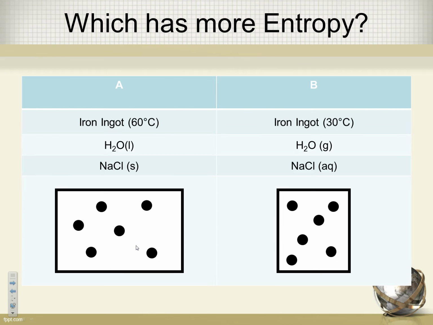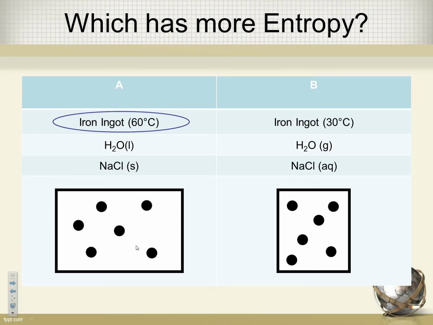So here's a little test to see if you understand the concepts. So we've got two different things here, an iron ingot at 60 degrees Celsius and an iron ingot at 30 degrees Celsius, and think about which one has more entropy. So on each of these, I'll give you like 2 or 3 seconds. Pause the video if you want to think about it for yourself, and then go on. So on this one, think about it for 2 or 3 seconds.